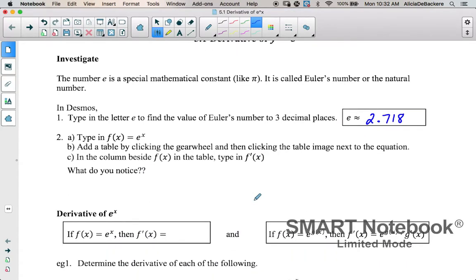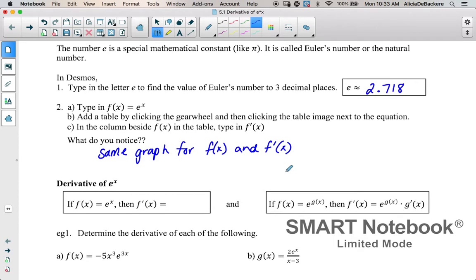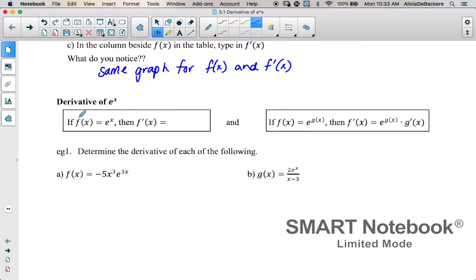So this is one of the reasons why this is such a special number. What I notice is it's the same graph. And what this means then, our conclusion, is that if our function given is e to the power of x, then the derivative is also e to the power of x. This is a nice easy one to take the derivative of.